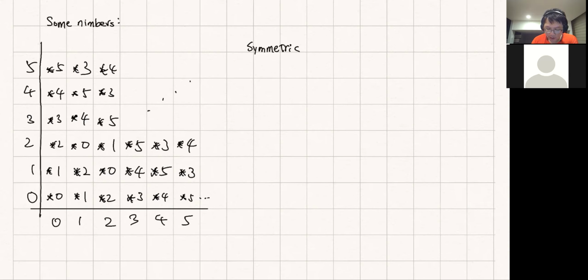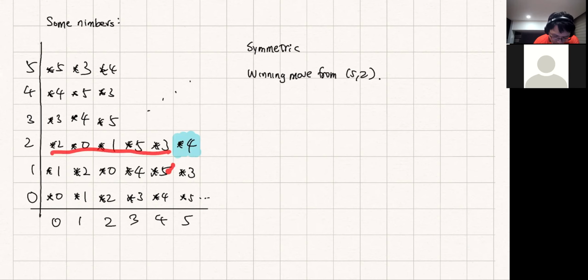Okay. So if I want to find a winning move, for example from 5, 2, where is that? That is here. So you look at its options, which are 2, 0, 1, 5, 3, 5, 3, 5, 3. There is a 0 in there. So this is the 0, and we will be moving towards that.